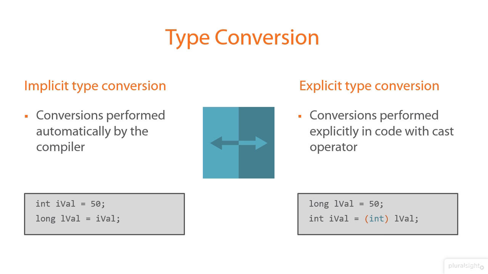And I do that by using the type I want to convert to, in this case int, putting it inside of parentheses and putting it next to the value I want to cast. So the int in parentheses says, take the lval and cast it down to a 32-bit integer.